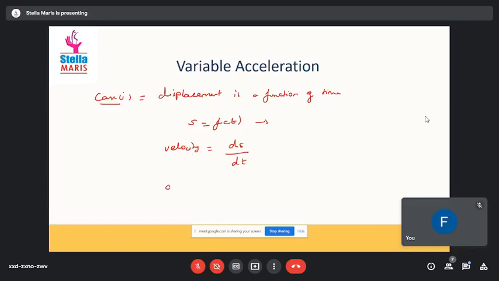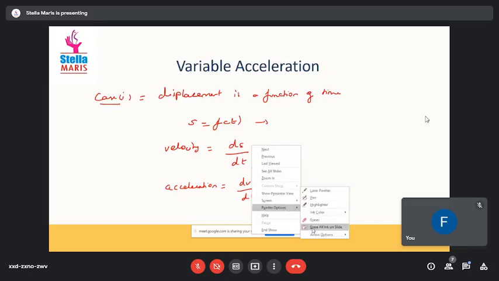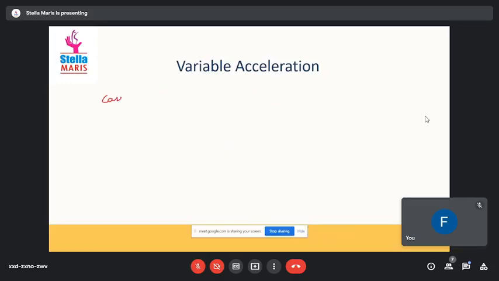Then how do you get acceleration? Differentiating velocity, right? Yes sir, so this is what we have seen. Very good. And what is case 2? Acceleration is a function of time. Very good. So that is a is equal to f of t.